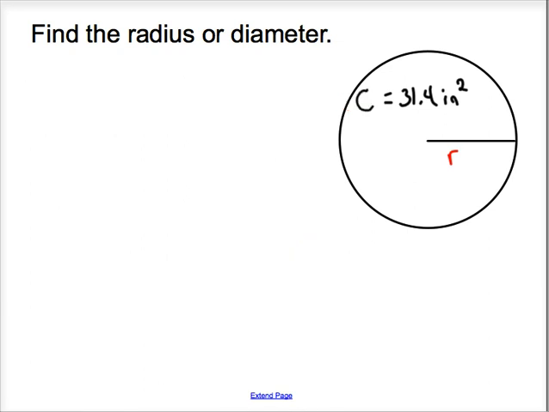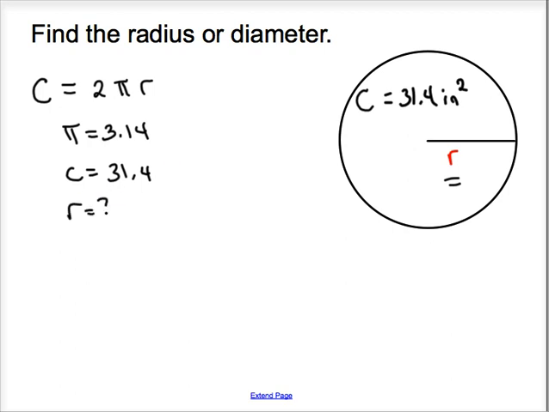Let's take a look at a similar problem, but rather than giving the area, which was a little more complicated, a problem you may see is, what if I give you the circumference of 31.4 inches? So again, let's start with our formula. C equals 2 pi r, and I'm using this formula because I'm asking for the radius here. So what do I know? Well, I know pi is equal to 3.14. I know my circumference is equal to 31.4, and I'm looking for my radius. So let's go ahead and plug in.